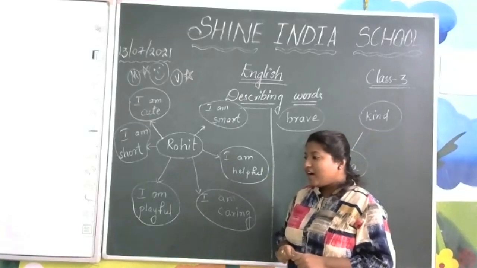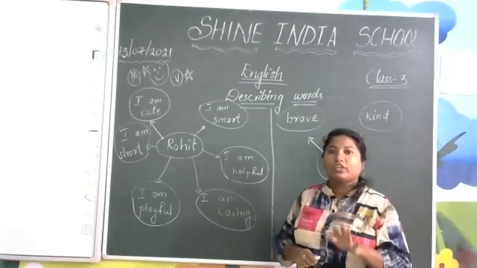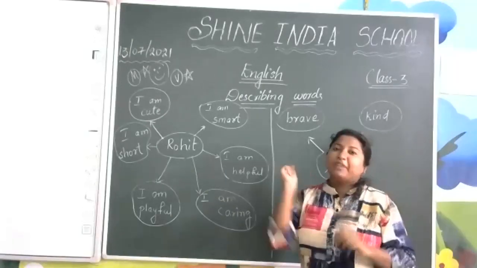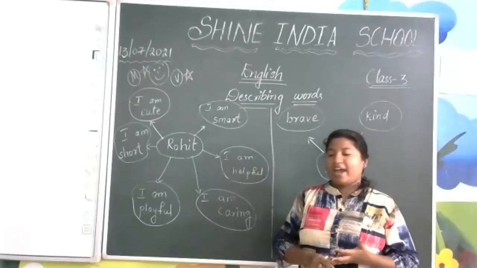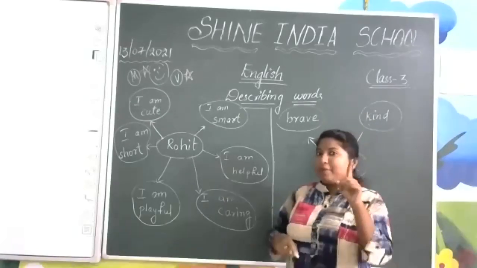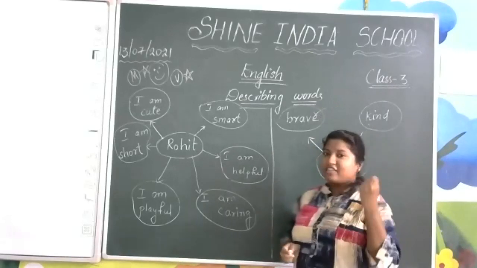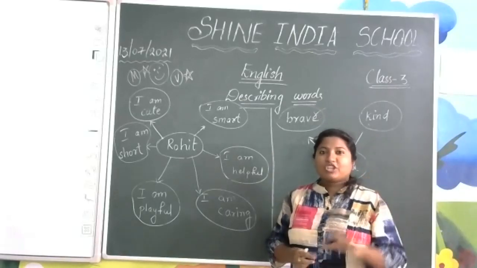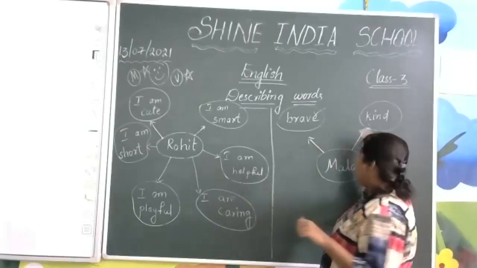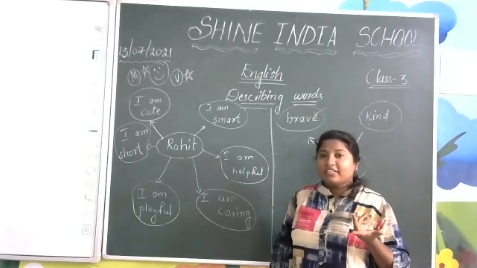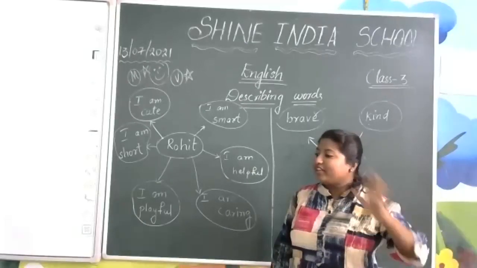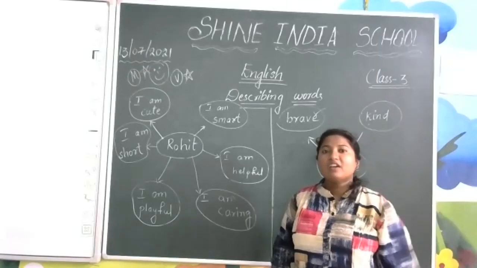Okay, children? Understood? Kind means good. Not shouting at anybody, not beating anybody, not killing any animal. That's why Mala is kind. Remember the point. Brave means daring, courage. She took the snake daringly. That's why Mala is brave and kind. Why is she kind? Because she did not kill the snake. She left it in the jungle.